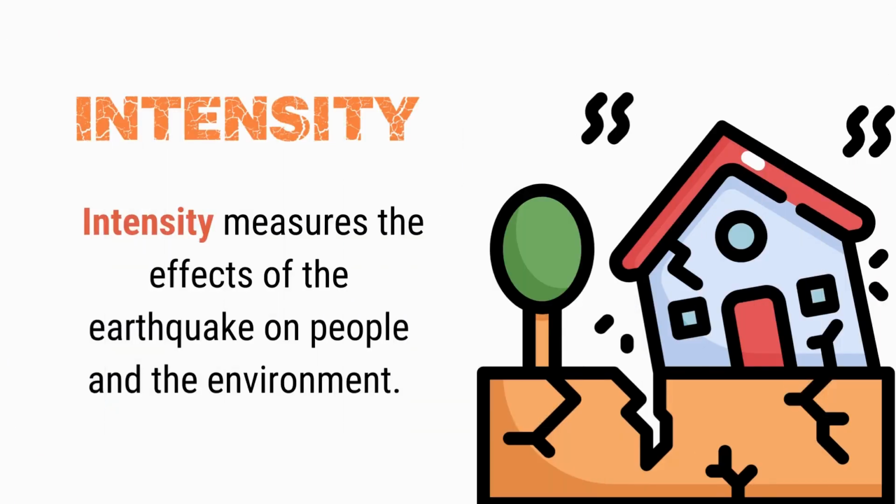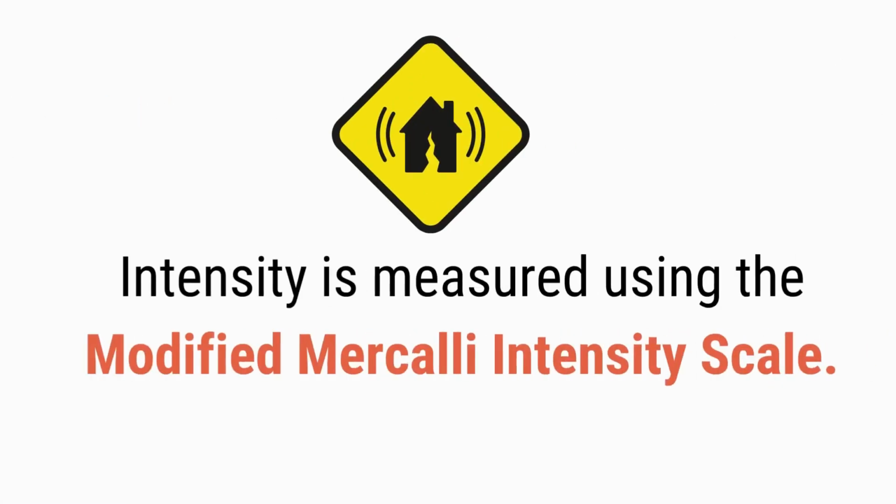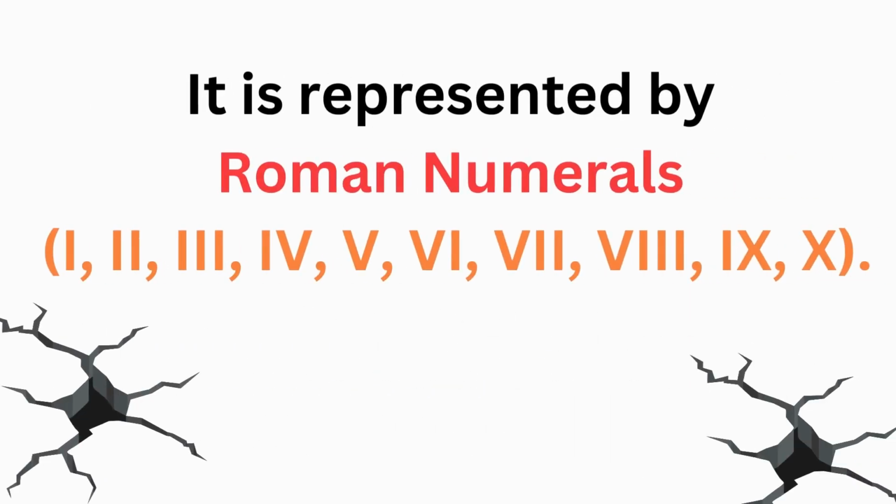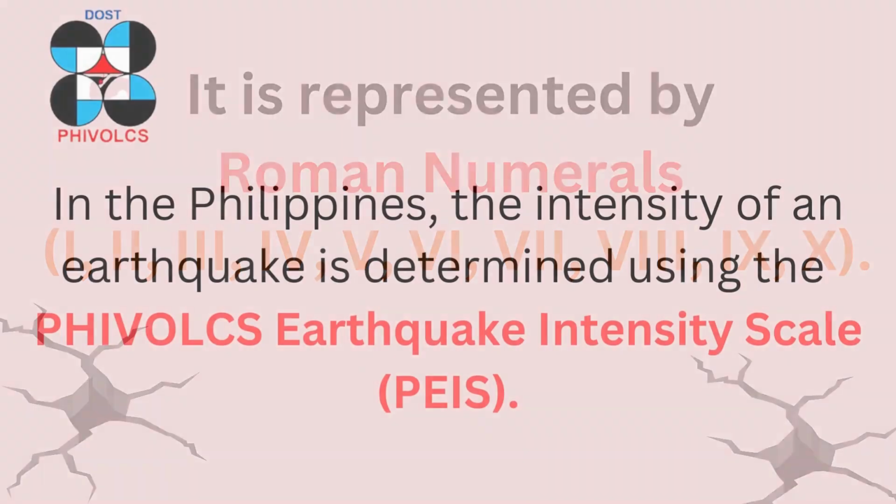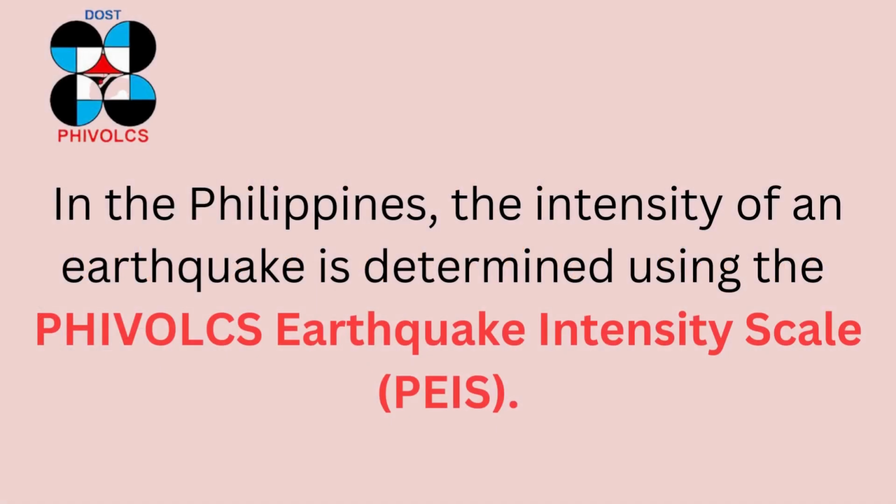On the other hand, intensity measures the effects of the earthquake on people and the environment. Intensity is measured using the modified Mercalli intensity scale. It is represented by Roman numerals 1, 2, 3, 4, 5, 6, 7, 8, 9, 10. In the Philippines, the intensity of an earthquake is determined using the PHIVOLCS Earthquake Intensity Scale, PEIS.